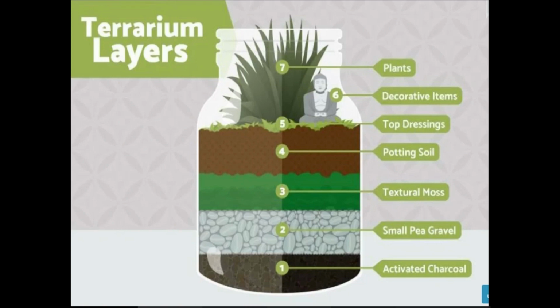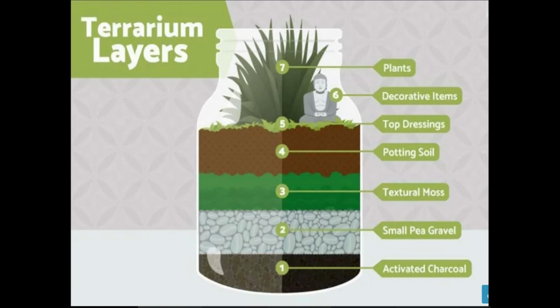More or less, up to the potting soil it's similar, but the dressing, the decorative items, and especially the plants play a major role here. I showed you the previous picture. For a desert type, you can use different plants. For tropical plants, you can use different plants. For woodland, you're going to use different plants.